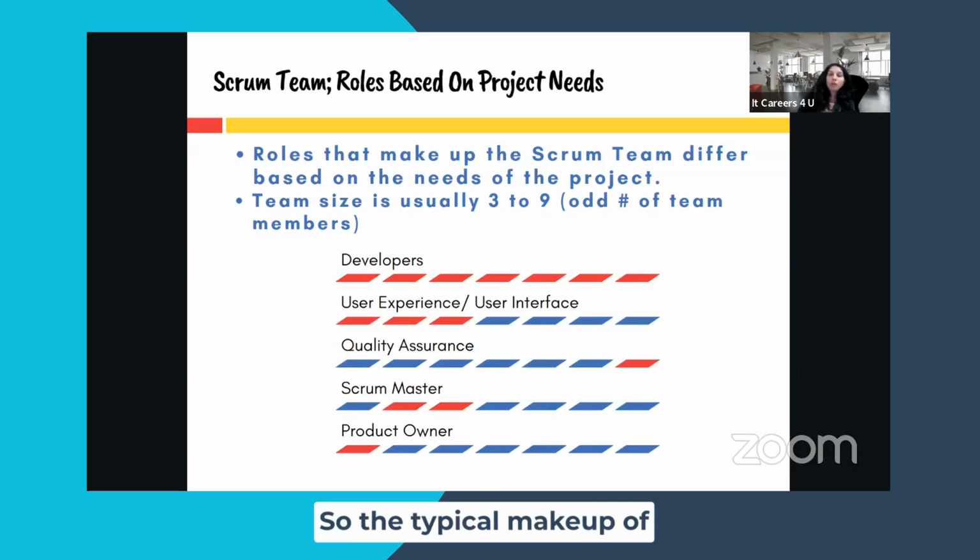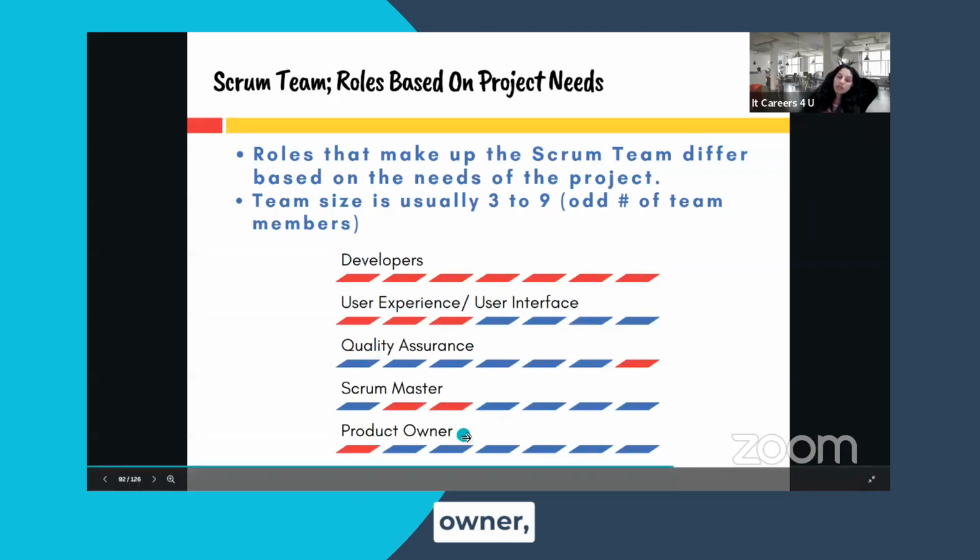So the typical makeup of the Scrum team, you have developers, you have UX people, you have QA, you have a product owner, and you have a Scrum Master. Okay.